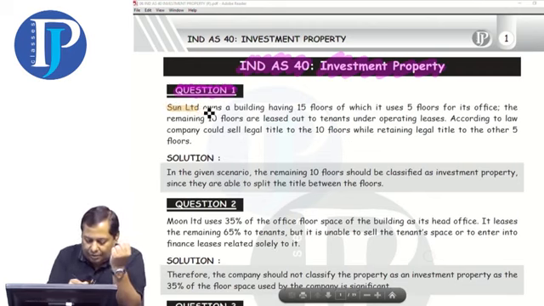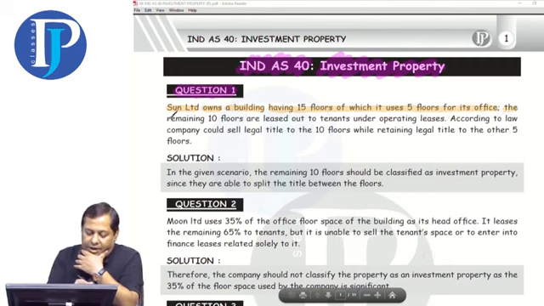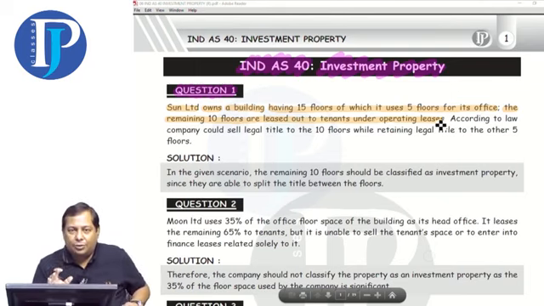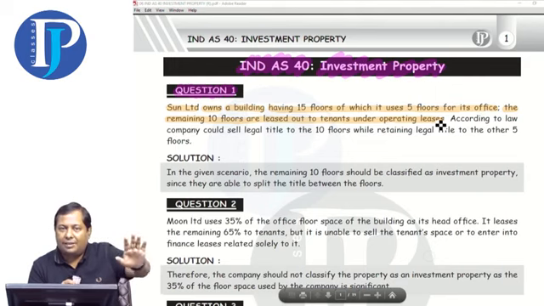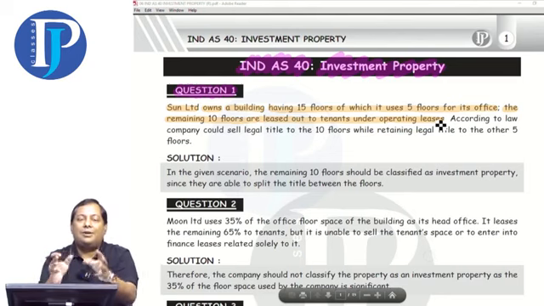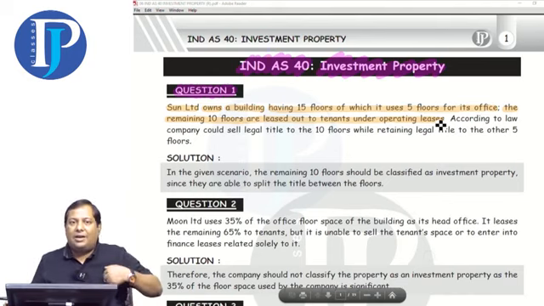Sun Limited owns a building, and it has 15 floors, of which it uses 5 floors for its office. The remaining 10 floors are leased out to tenants under operating lease. Now you know that an operating lease is a genuine lease. One who is the owner remains the owner. If this was a finance lease, these 10 floors would be of someone else. We wouldn't think of it because we would have lost it. In operating lease, we remain the owner. All Ind AS will apply to us.